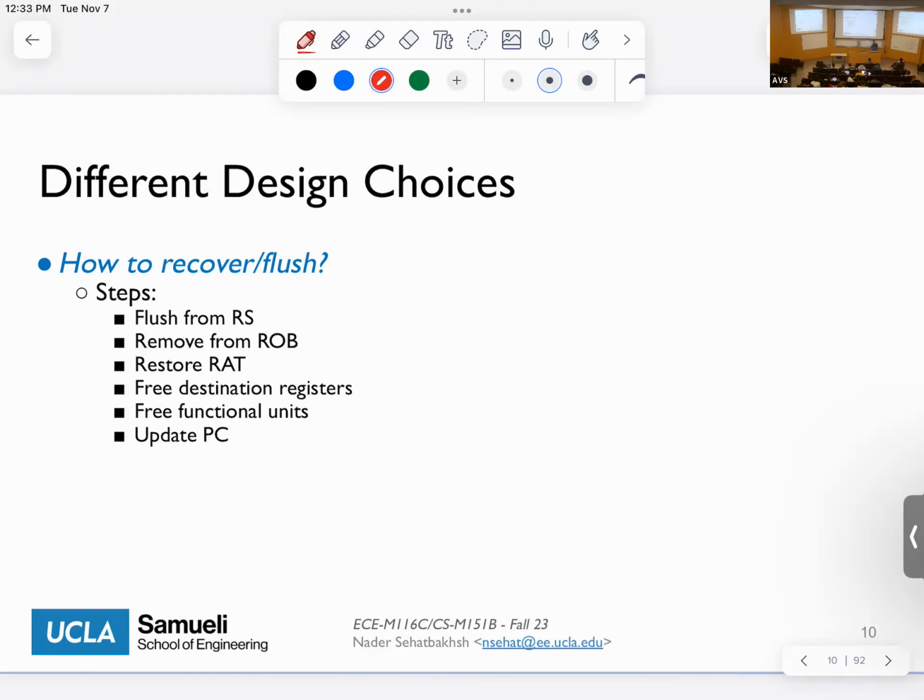And then we also casually talked about what we do on a flush. Essentially, we flush things from the reservation station. We flush things from the ROB. We restore the RAT. So whatever we have flushed, we need to go back and put the old register back as the register. So that's an important thing that we need to do. We need to free the destination registers because these are flushed. So everything that we used needs to be put back in the free pool. If something was not ready, we make it ready again because we have flushed them.